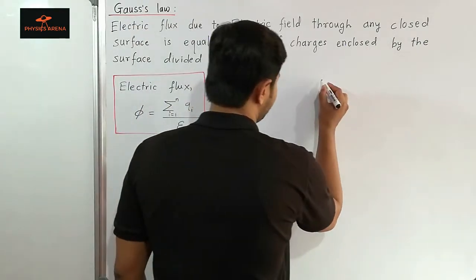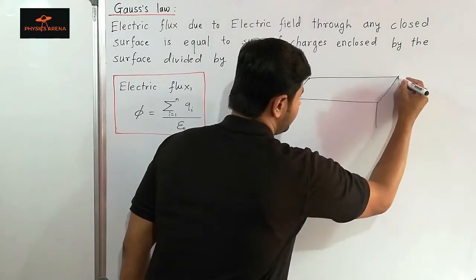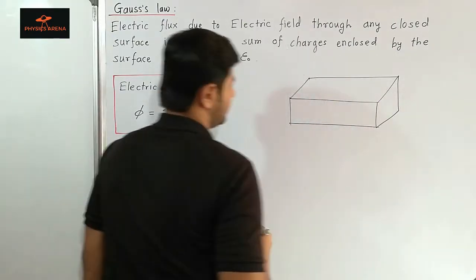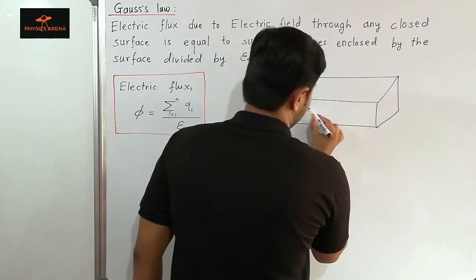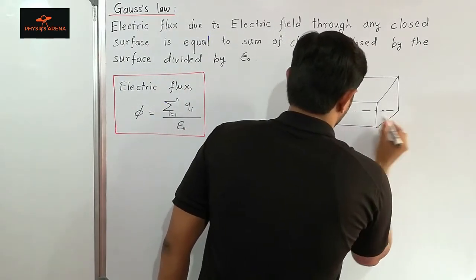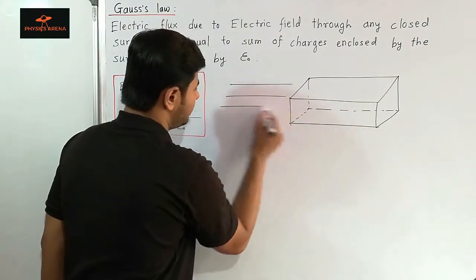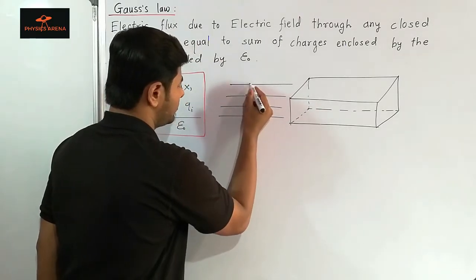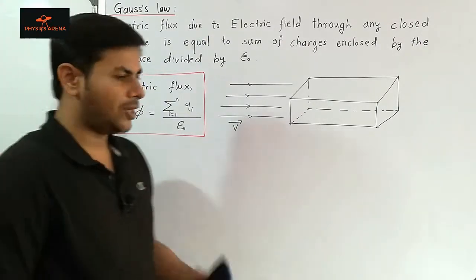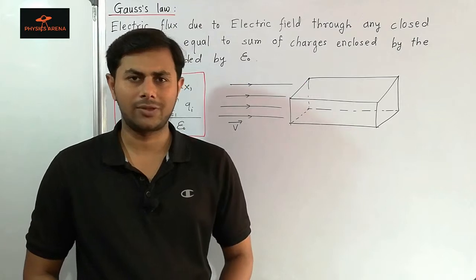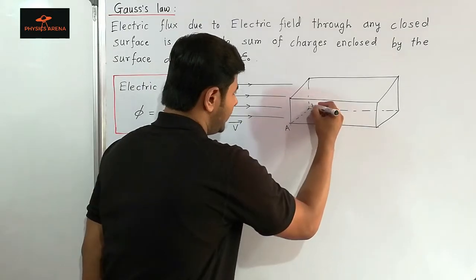So consider this rectangular pipe and suppose some liquid is flowing through this pipe. V bar is the velocity of the liquid, and we are interested in finding out the flux of this liquid through this surface. So let's name it ABCD.